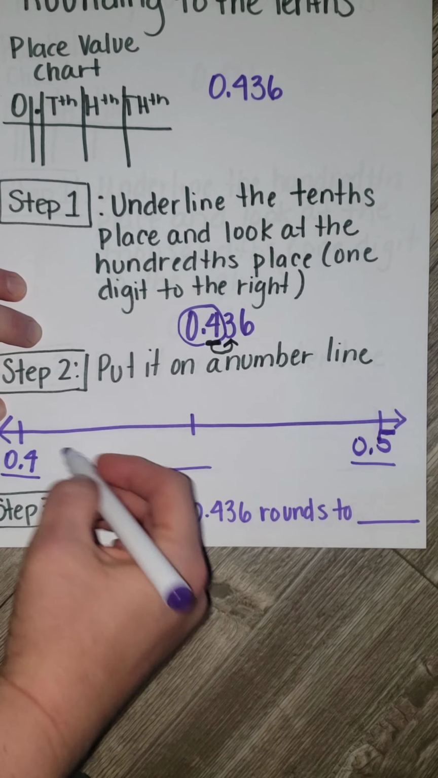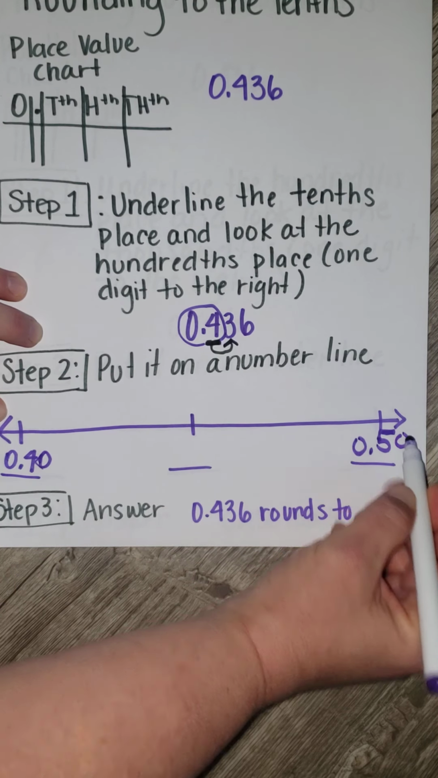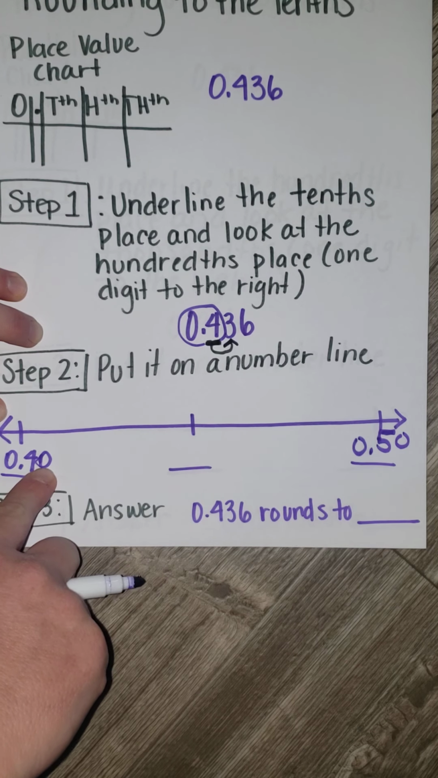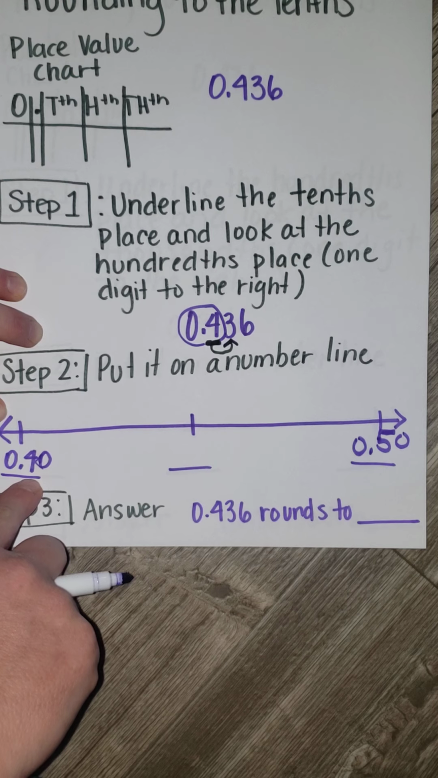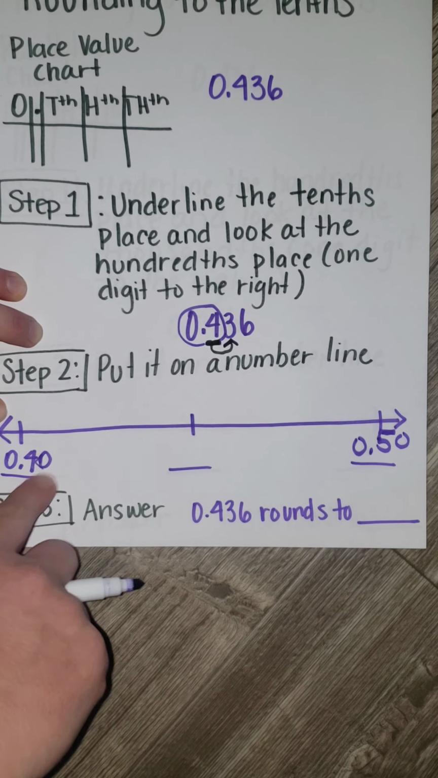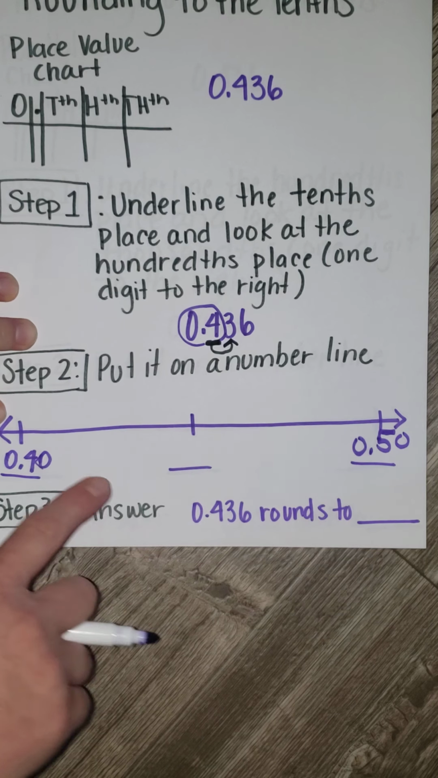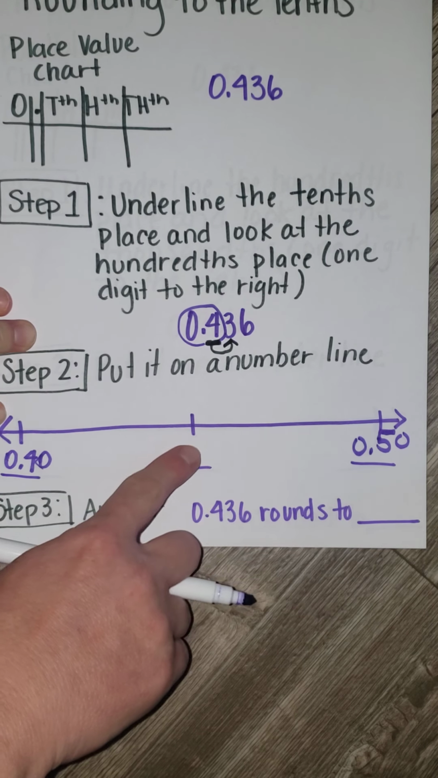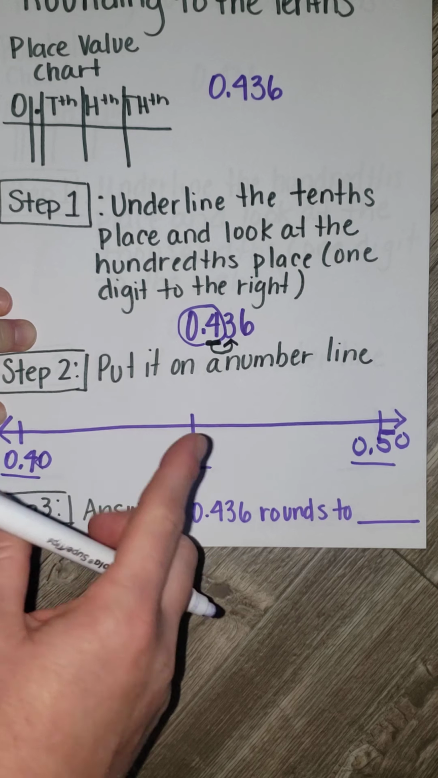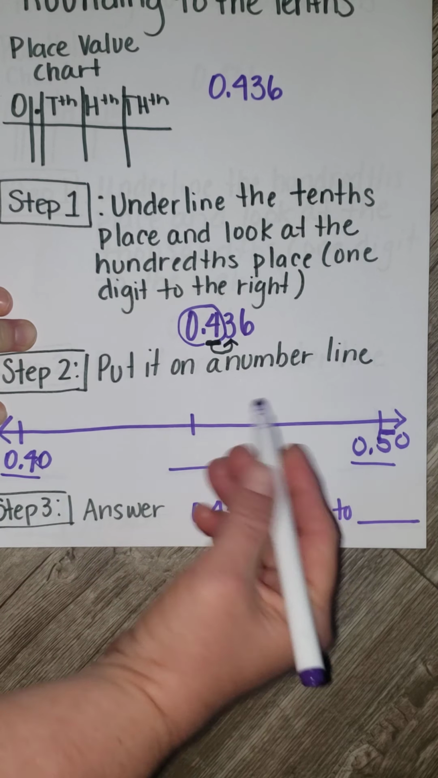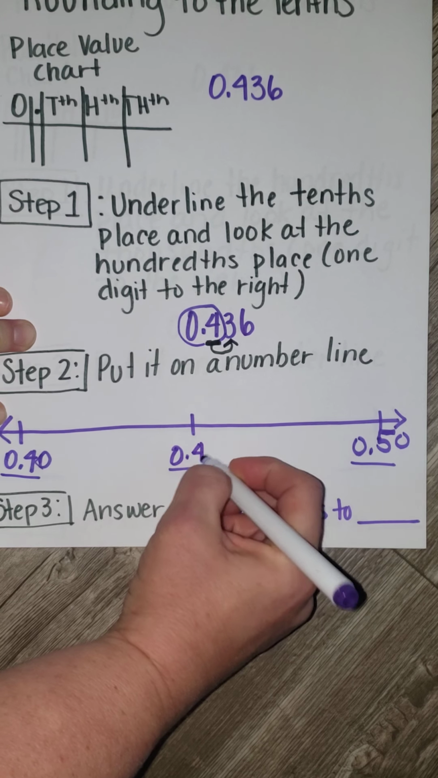Now, if you'd like, you can add the 0 here just to make it like money. So 4 tenths is the same as 40 hundredths, or 4 dimes is the same as 40 pennies. And the same thing with 5 tenths is the same as 50 hundredths. Now, we need to figure out what goes exactly in the middle. So again, if we're talking about money, 40 cents to 50 cents, right in the middle would be 45 cents.